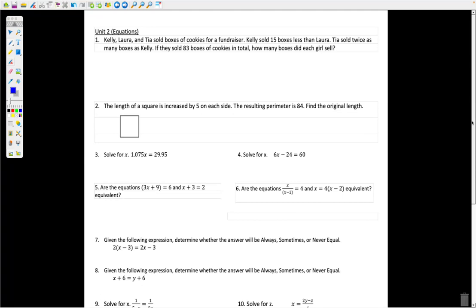Laura, Kelly, and Tia sold boxes of cookies for a fundraiser. Kelly sold 15 less than Laura. Tia sold twice as many as Kelly. They sold a total of 83. How many did each one of them sell?